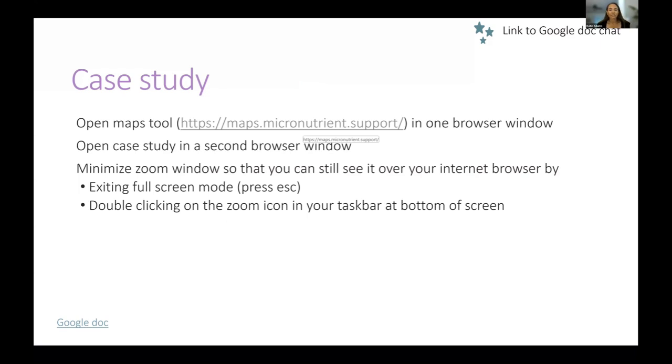In terms of how to best set this up, I think you might want to open the Maps tool in a browser window, and we can put the link again into the chat. Open the case study in another browser window so that you can toggle between the two if you want to. And then you may want to reduce your Zoom window so that you can still see it, but it's not blocking your view of the tool. You can get out of full screen mode if you need to by pressing escape and then double clicking on the icon on your taskbar to minimize it so you can still see it.